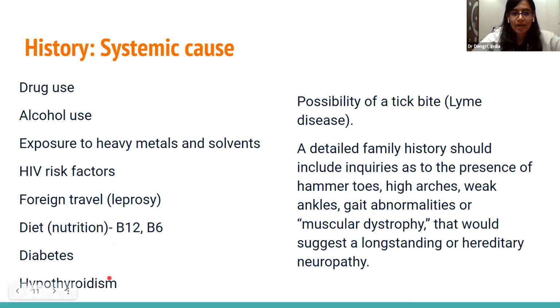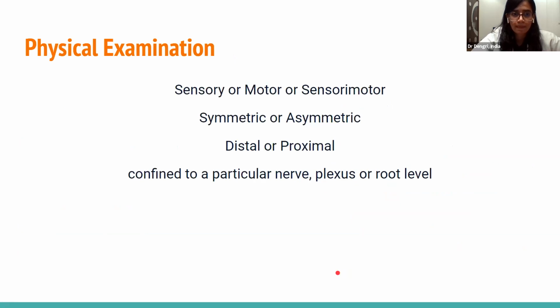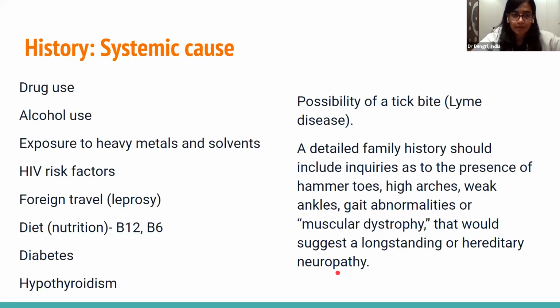Then diabetes, hypothyroidism, tick bite because Lyme is very common in the US. Then you ask about family history. You inquire about high arches, any gait abnormality, to rule out any muscular dystrophy, which can cause long-standing peripheral neuropathy. So this was the history aspect.